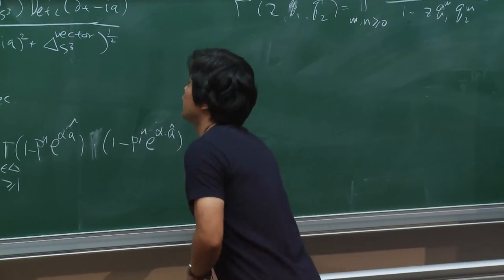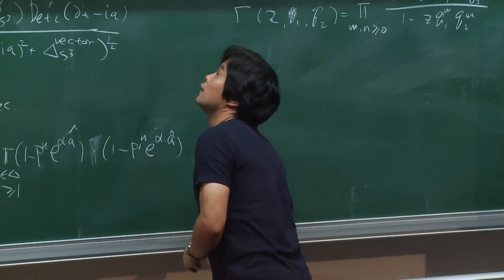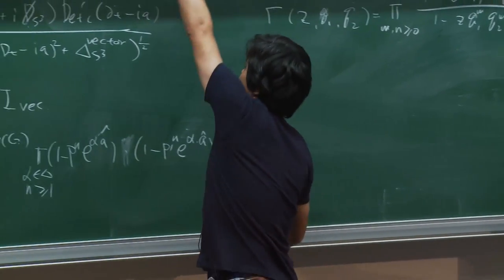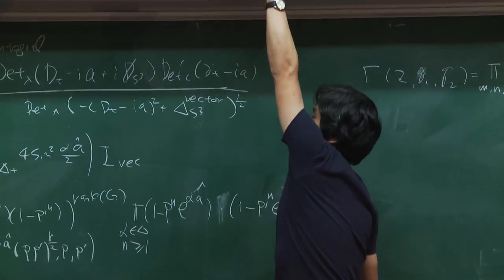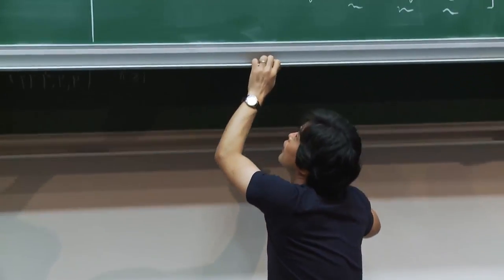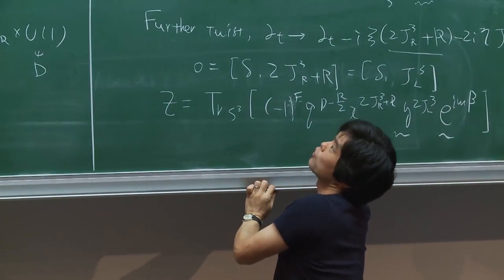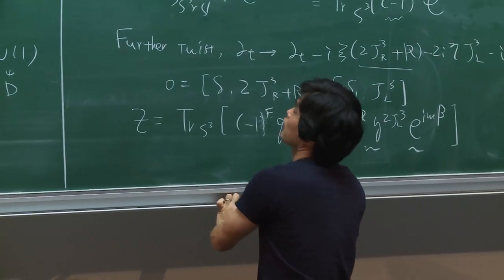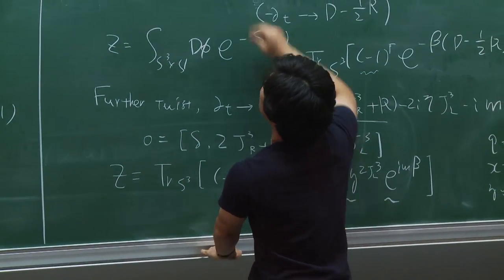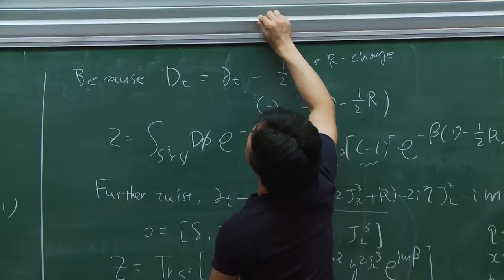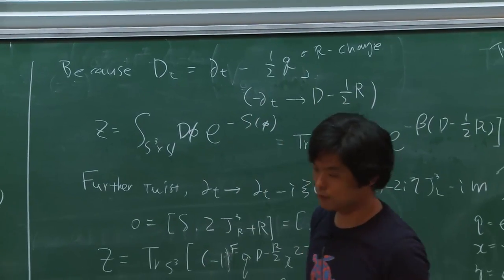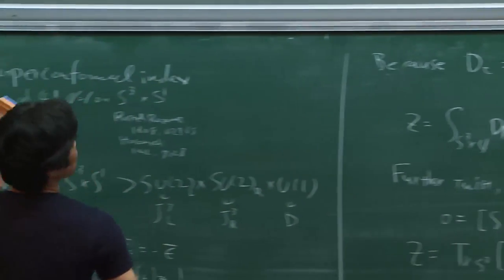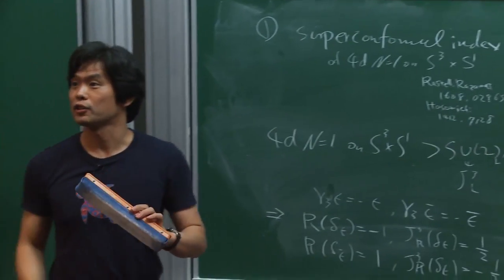Okay, so this is about the superconformal index. And then I'll move to a different one, I mean, the computation of the gauge theory partition function. Okay, no question.